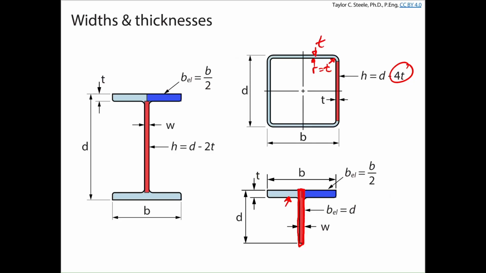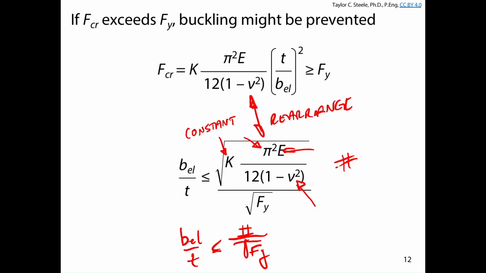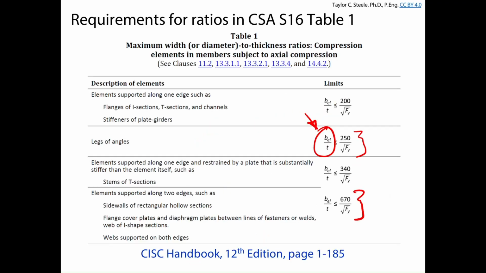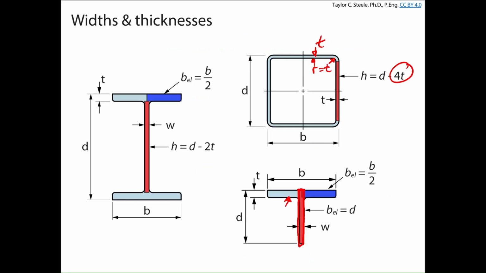Okay, so just to summarize here briefly, from this equation here, we figured out that our width to thickness ratio needs to be less than or equal to some number over the square root of Fy. S16 tells us what that number should be in table 1 for different situations. And then the BEL over T ratio is calculated in this way, depending on the part of the section that you're going to be looking at. Okay, and as long as BEL over T is less than the number from table 1, we don't get local buckling, and we can use the equation we talked about before. Questions?